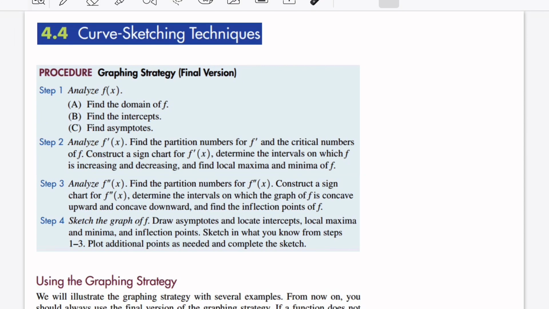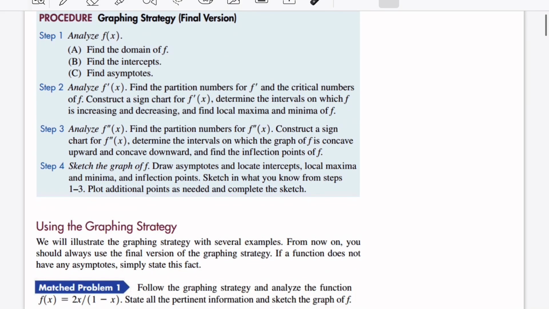Then the third step, we're going to do the same thing by analyzing our second derivative. So this will tell us the intervals on which our function is going to be concave upward or downward, as well as the inflection points of our function. And lastly, we'll bring all of that information together to sketch the graph of our function.